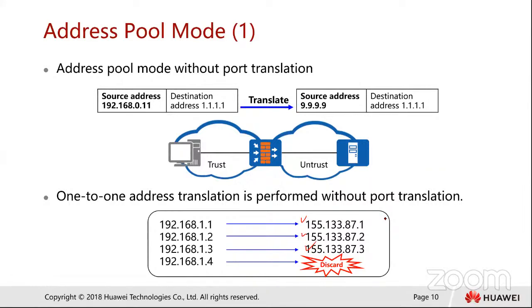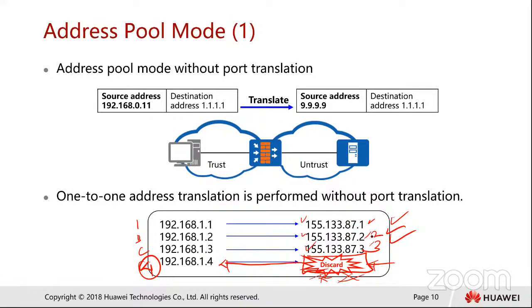So if you have multiple public addresses, you have public address 1, public address 2, public address 3, you can use this computer A or computer B or computer C. They are able to translate their IP addresses to these and they are able to access the internet. But when the fourth computer here tries to access the internet, he will not be able to, because there's no public IP address available for him to use, and therefore his packets will be discarded.